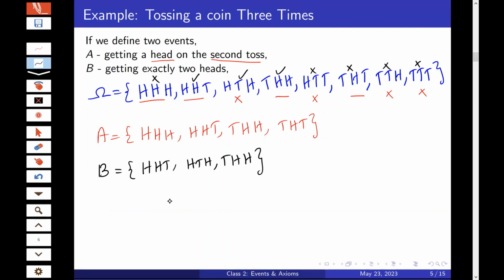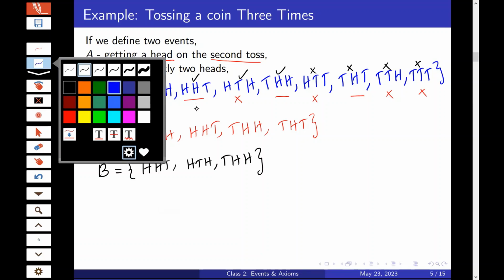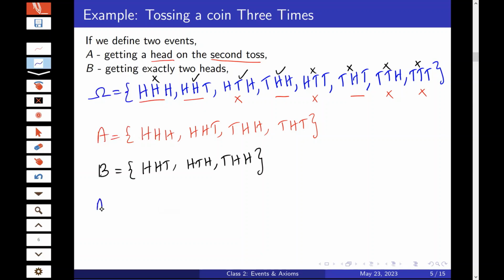Now let's find out A complement, B complement, A union B, and A intersection B. Okay. Now let's find A complement and B complement. A complement means all items in omega that are not in A. So this is in A, this is in A, this is not in A, so we write it into A complement.